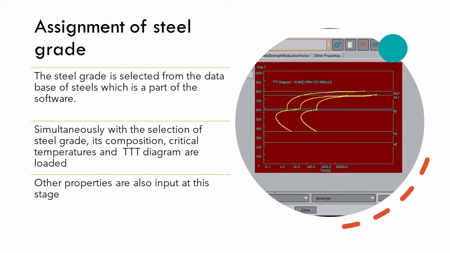The steel grade is selected from the database of steels, which is a part of the software. Simultaneously with the selection of steel grade, its composition, critical temperature, and TTT diagram are loaded. Other properties are also input at this time.